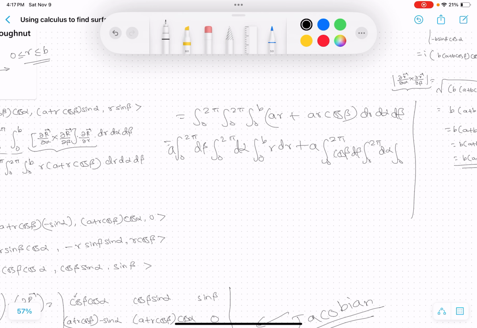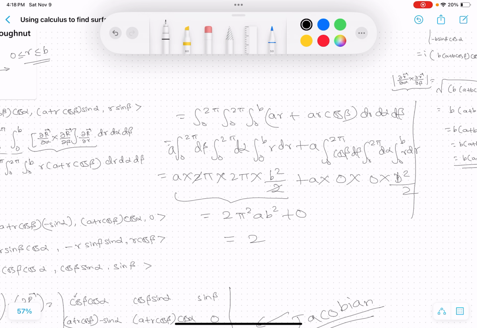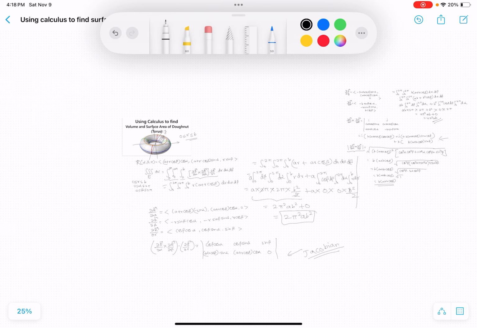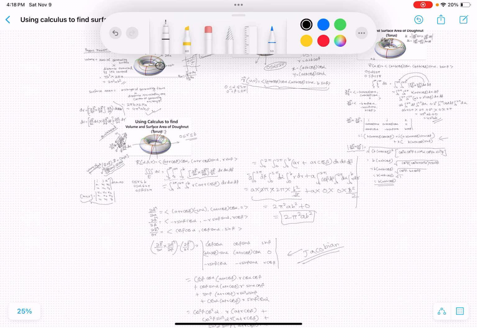Now this will be a times 2 pi times 2 pi times r square by 2, which is b square by 2 minus 0. A times this is just 0. It doesn't matter what the rest of the thing is. This is just b square by 2 anyway. Okay, now this 2 cancels out, so this is 2 pi square a b square plus 0. So the volume of the torus is 2 pi square a b square, which is what we have here as the original prediction, right? Yeah, 2 pi square a b square, it's over here.